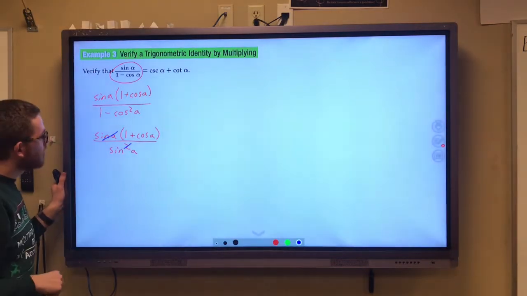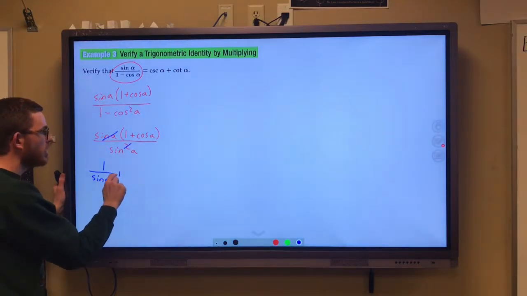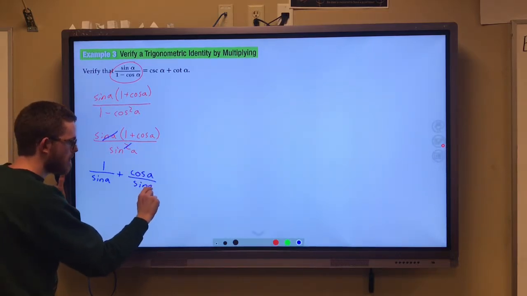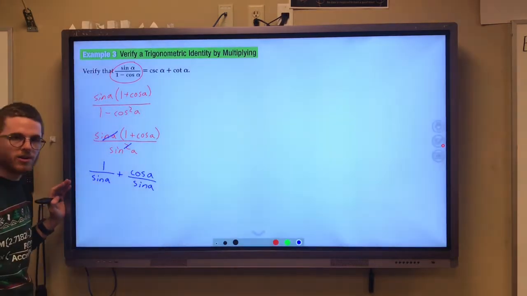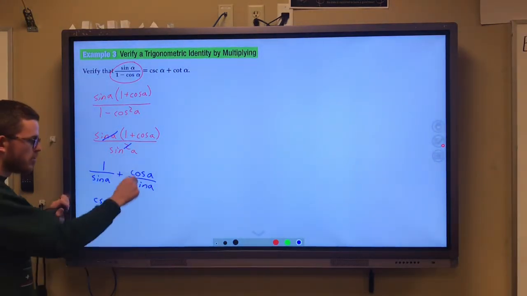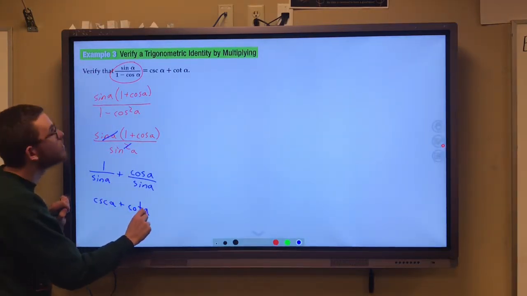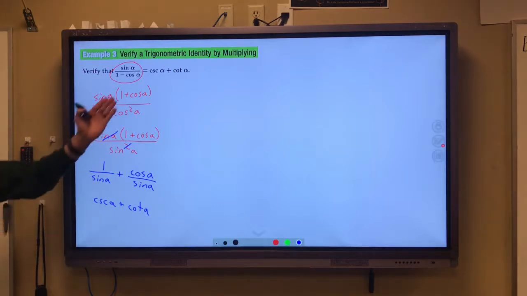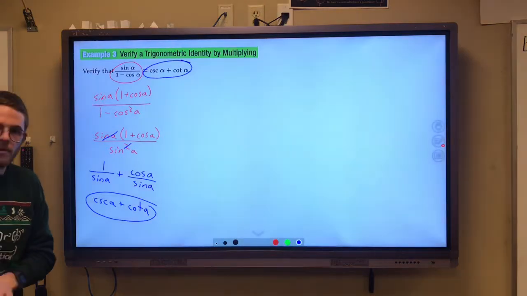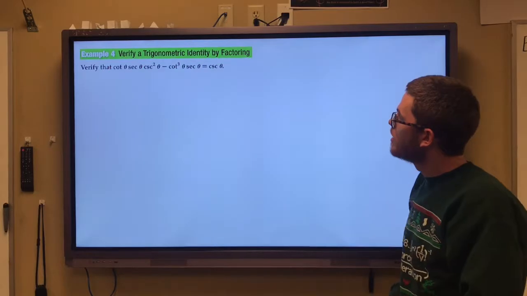One of the sines on the top cancels out with one on the bottom, and so now we have sine of A on the bottom, and so I'm going to split that up. That is 1 over sine of A plus cosine over sine. And I think we know 1 over sine, the reciprocal of sine, is cosecant. Not reciprocal, but cosine over sine is cotangent. We look over there, oh my goodness, that's what we were looking for. We've shown that identity right there. We've shown that is true. We've verified it.